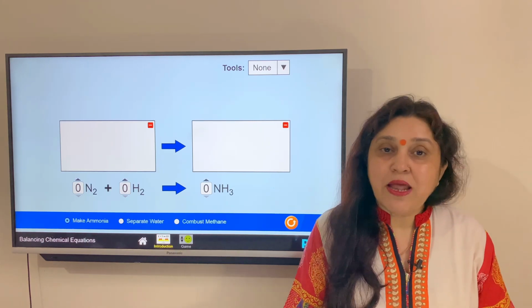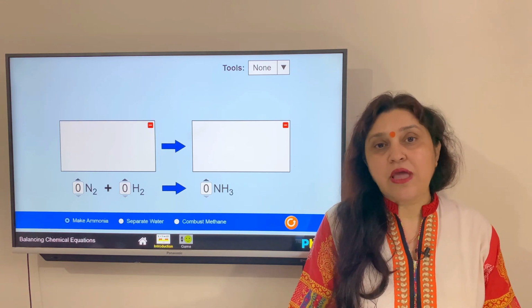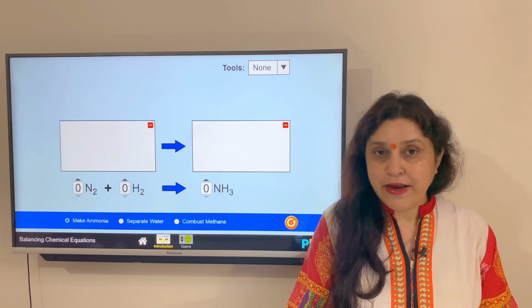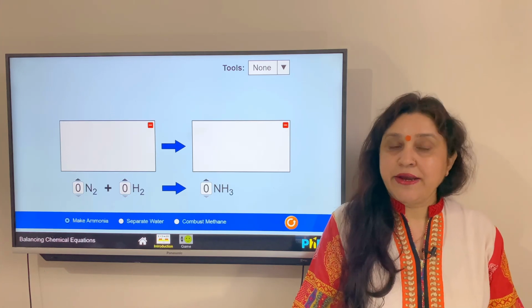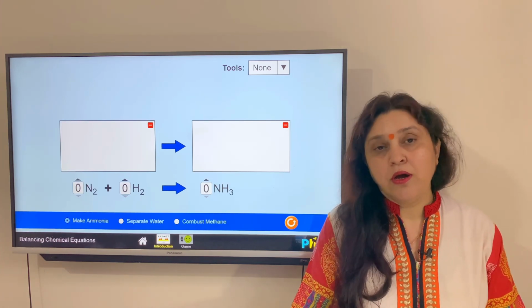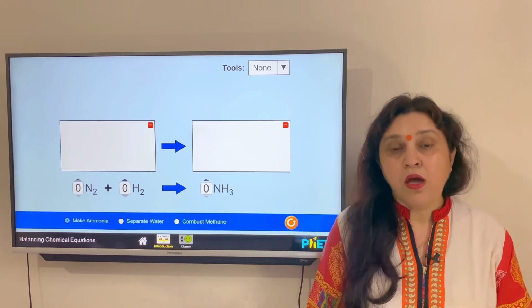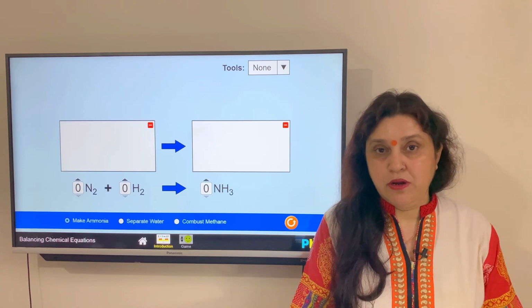Now, what is a balanced chemical equation? A balanced chemical equation is that equation in which the number of atoms of each element on the reactant side and on the product side should be the same, and the reaction should be stable.